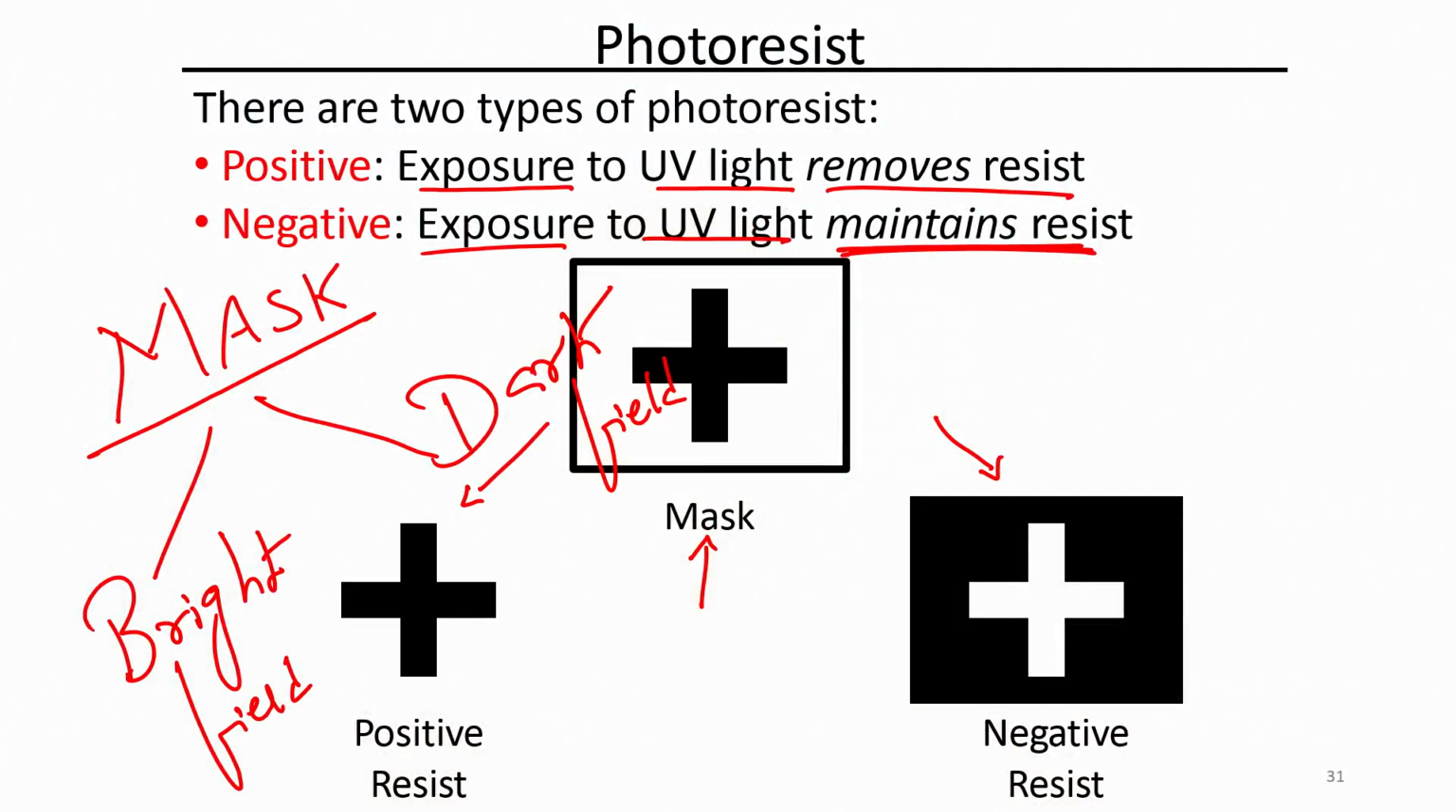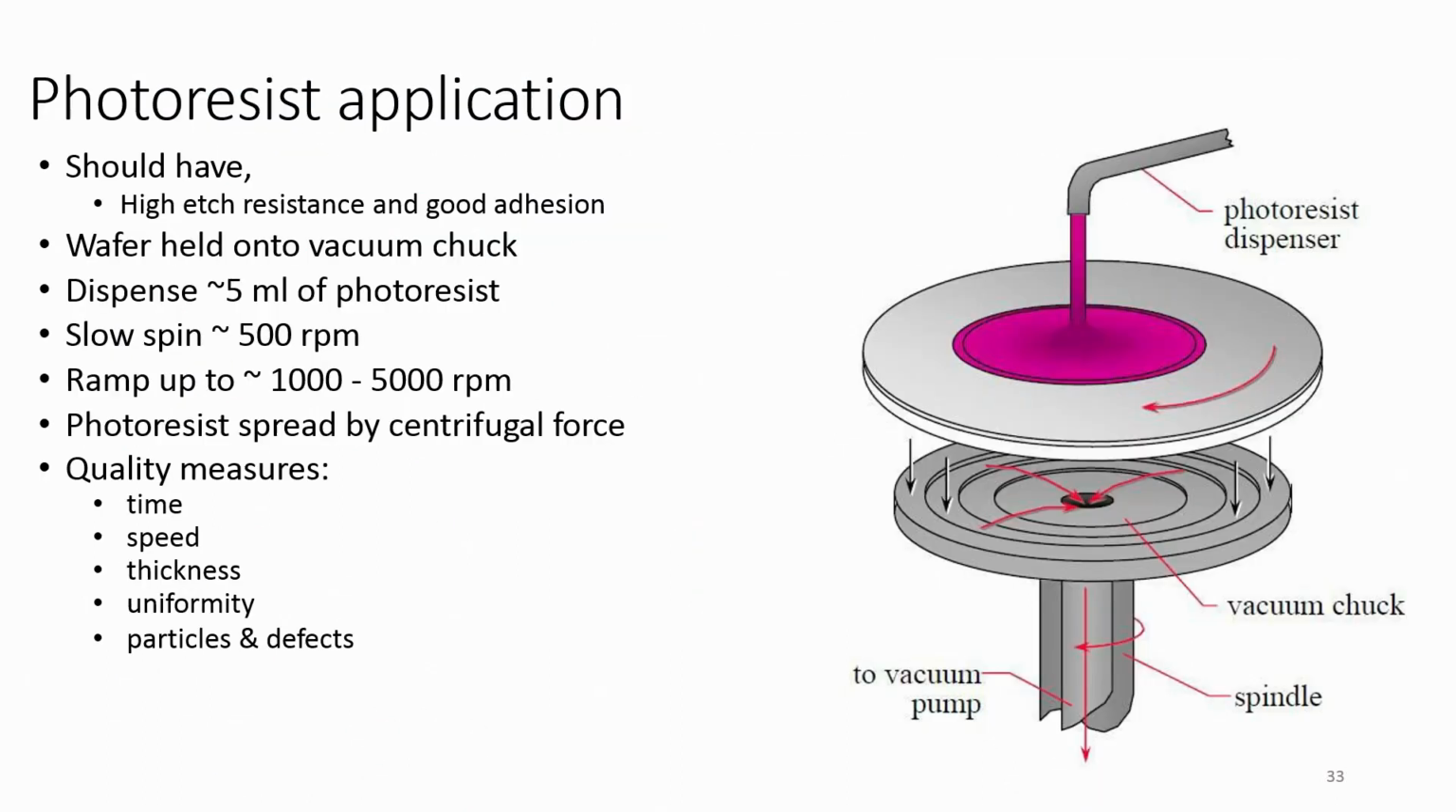So, coming back to the screen: photoresist, positive, negative, mask, bright field, dark field. So, how can we spin coat photoresist onto a silicon wafer? We need a vacuum chuck, which you can see here. There is a vacuum chuck.